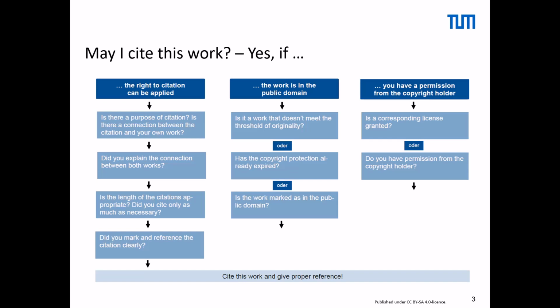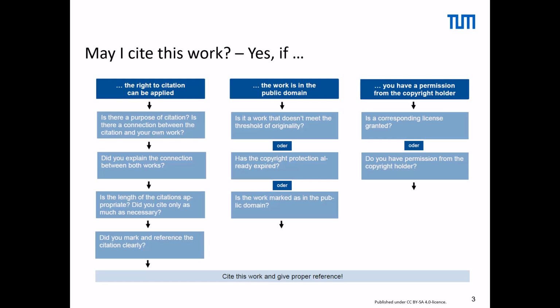If instead you use a work which is in the public domain, it might be in the public domain because the work doesn't meet the necessary level of creativity or originality. So it has never been protected by copyright law, or if the copyright protection has already expired, or if the work has been marked as public domain. And in these cases, again, you mark the work properly and give a reference.